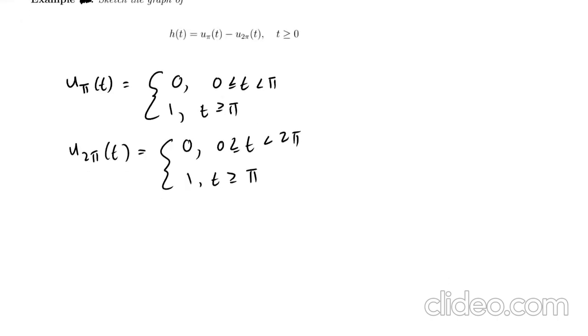Okay, so let's remember, we're trying to graph the difference of these two. So we can just see what's going on in each interval. Here I see 3 subintervals that matter. We're going from 0 to pi, and then something happens. And then we go from pi to 2 pi, and something happens there at 2 pi. And then from 2 pi to infinity, we have something else.